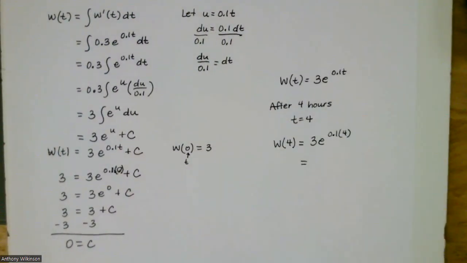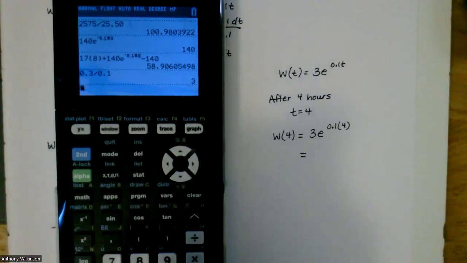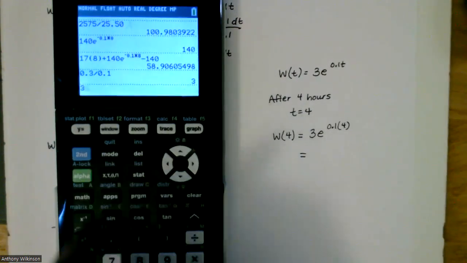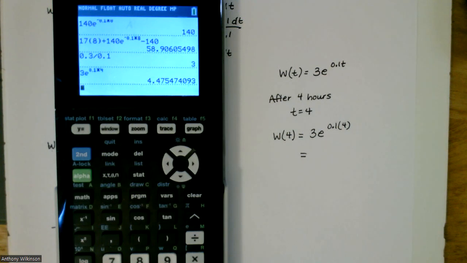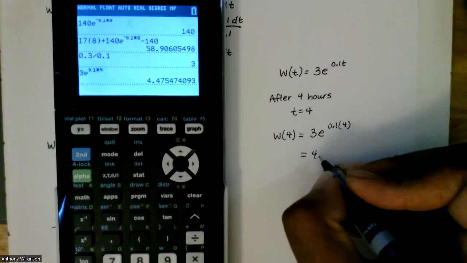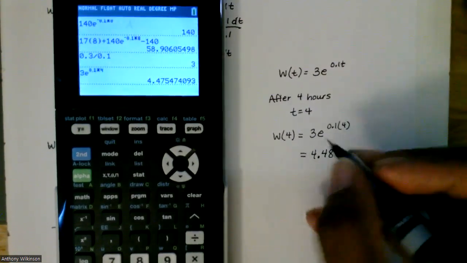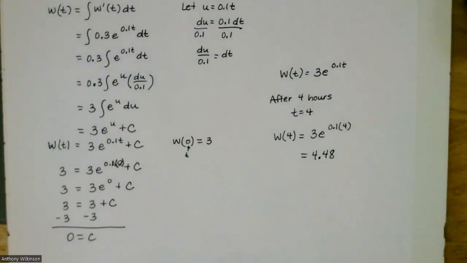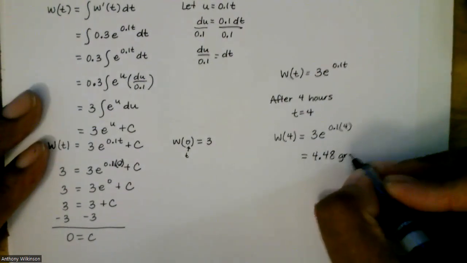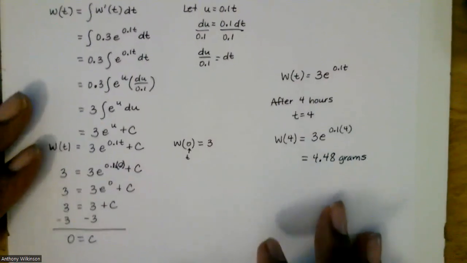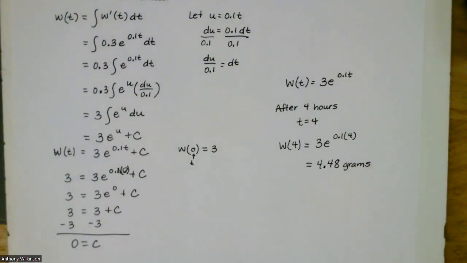And this I can go ahead and type in the calculator myself to get the answer. So it'll be 3, and then second ln for the e, 0.1 times 4. Hit enter. And if we were to round that off to 2 decimal places, that would be approximately 4.48. And they're asking for the weight of the culture. They're giving this to us in grams, so it'll be 4.48 grams after 4 hours.